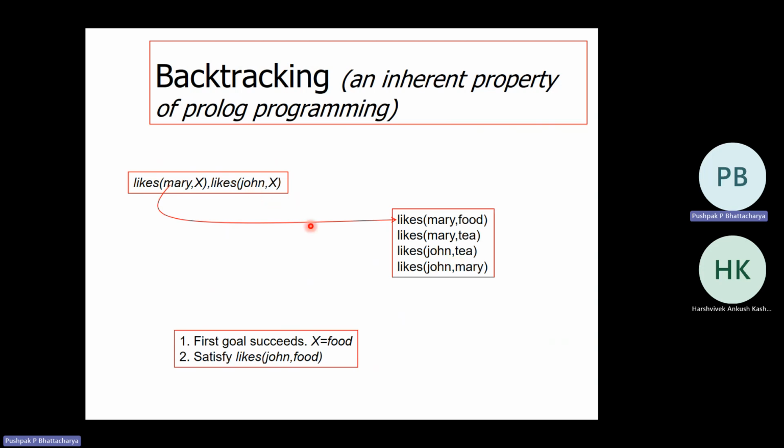Let's see how. We have these facts: likes(mary, food), likes(mary, tea), likes(john, tea), likes(john, mary). First goal, likes(mary, X). Is there something Mary likes? Yes, Mary likes food. Now X becomes food. Now the second goal is likes(john, food). Can this be satisfied? Likes(john, food) is not there in the database, so this will fail. Once this fails, this arrow will move downward to see if there is some other value of X which Mary likes.